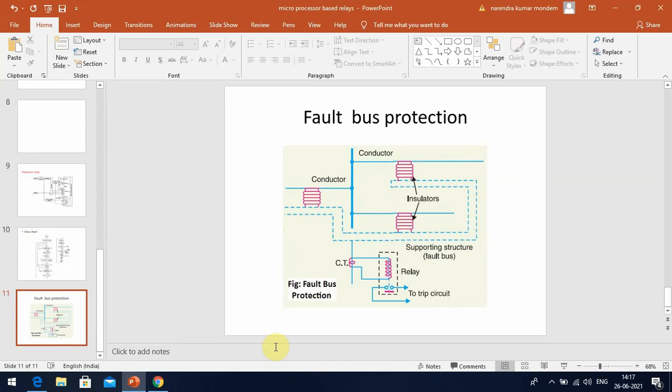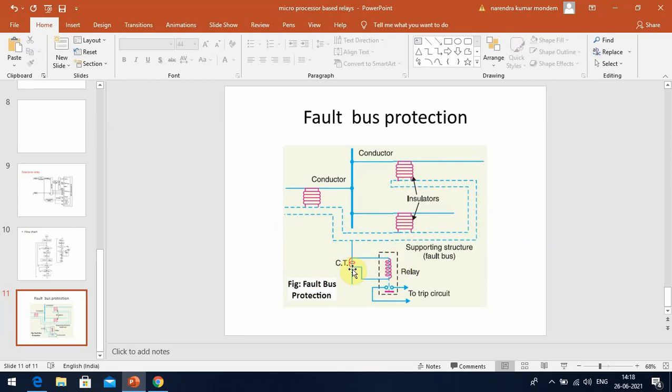So the fault bus protection is nothing but a metal supporting structure. This metal supporting structure or fault bus is earthed through a CT. Look at this, all of this is earthed. It is earthed through a CT, current transformer. A relay coil is connected across the secondary of the CT. So this is the secondary of the CT. A relay coil is connected across the CT.